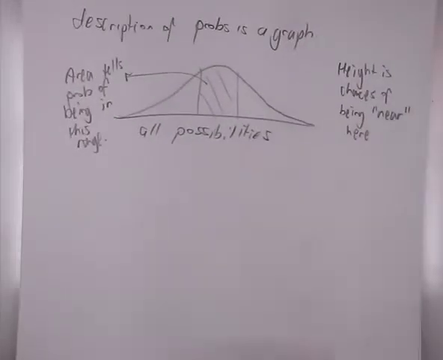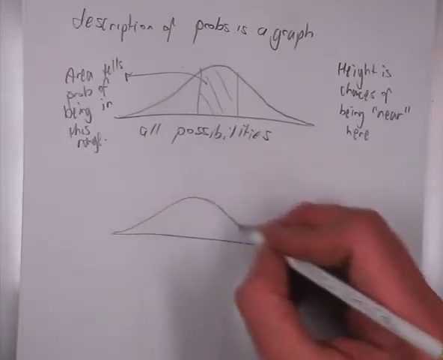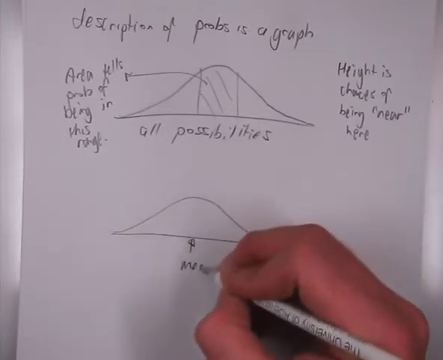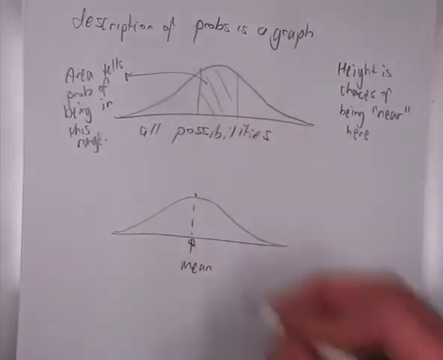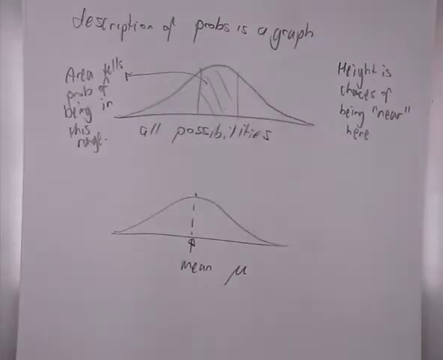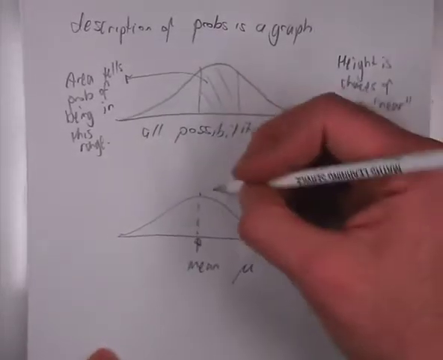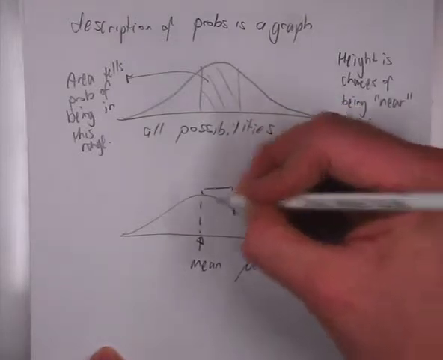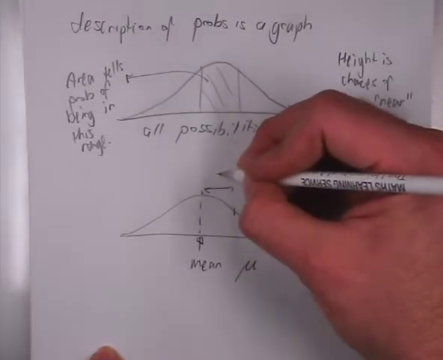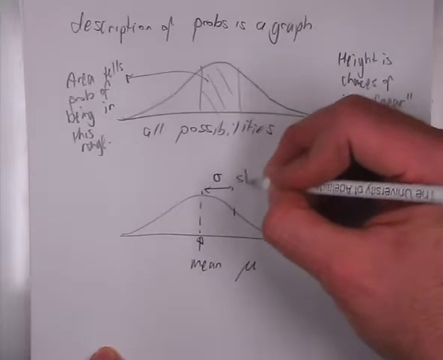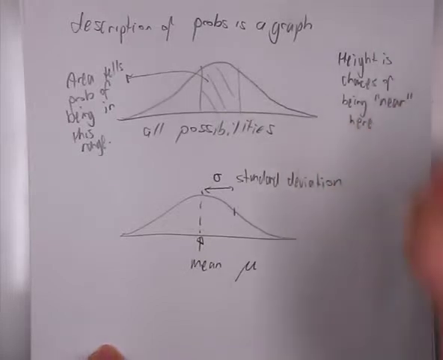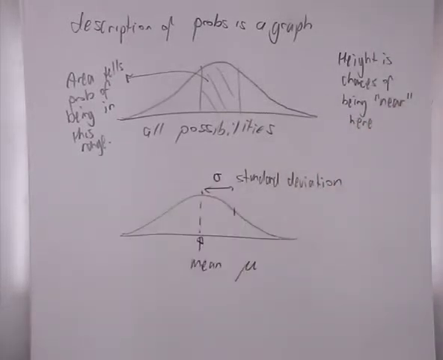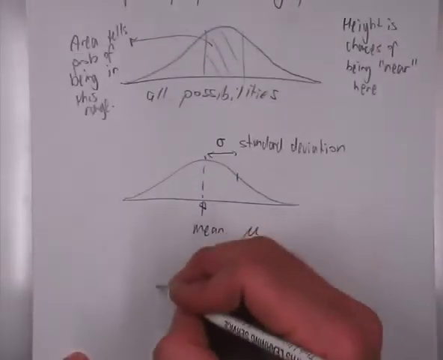So one last thing to talk about on this picture. This here is the mean, that bit there, and often referred to as mu, which is the Greek letter m. And the distance from here to where it starts to change its curvature, that's sigma for standard deviation, because sigma is the Greek S for standard deviation. And so what we talk about is a normal distribution.